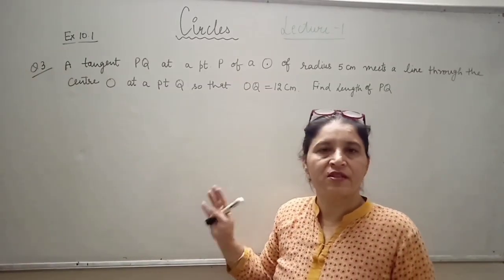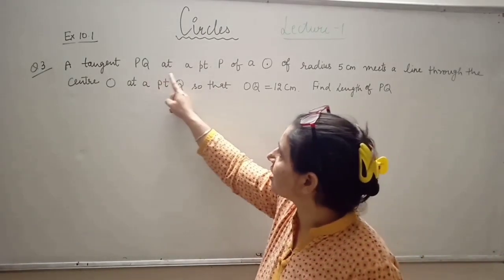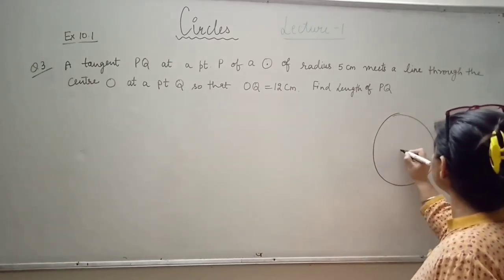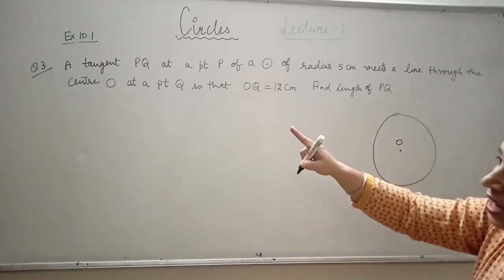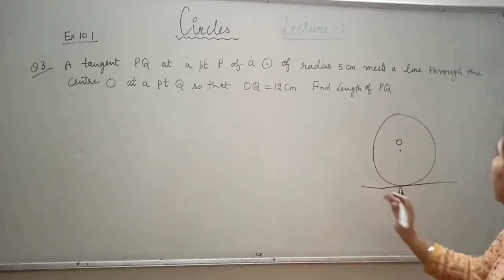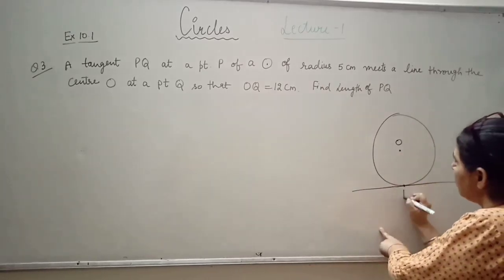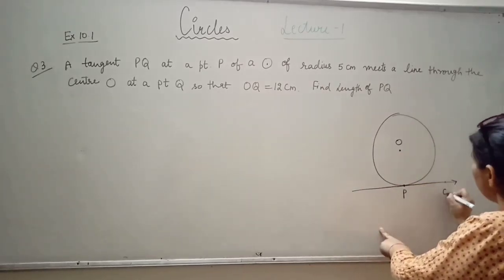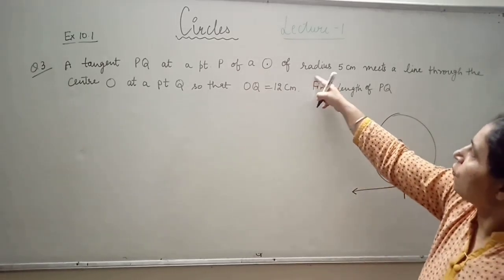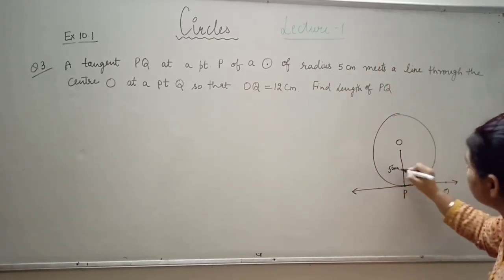So now I am taking the last question of this exercise 10.1. In this question, it is given that a tangent PQ at a point P of the circle. So this is the circle and this is the center O and tangent PQ. This is the tangent PQ. I have drawn at the point P of the circle and this is PQ. P of the circle of radius 5 centimeter. It means this is 5 centimeter.